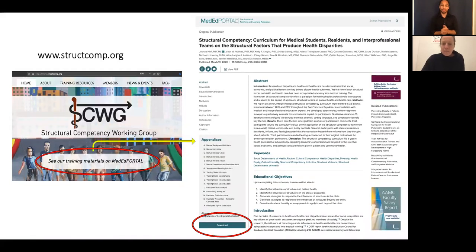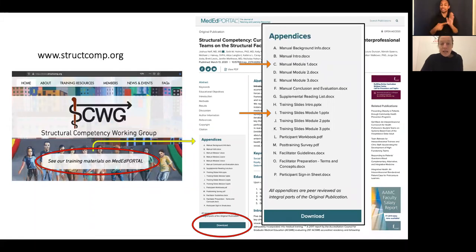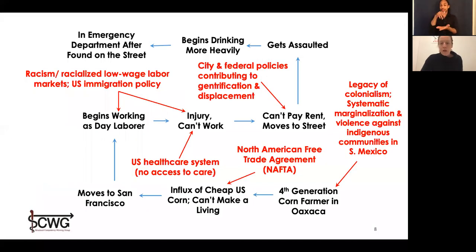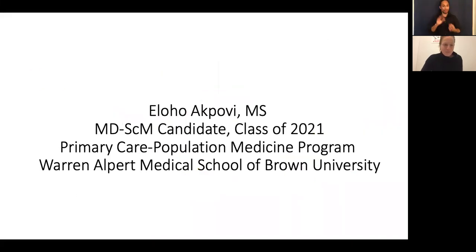This slide shows a sample case study from our training, and we hope that people can work with our training material to adapt it to your particular needs and setting. Thank you. And next, Eloho Akpovi.